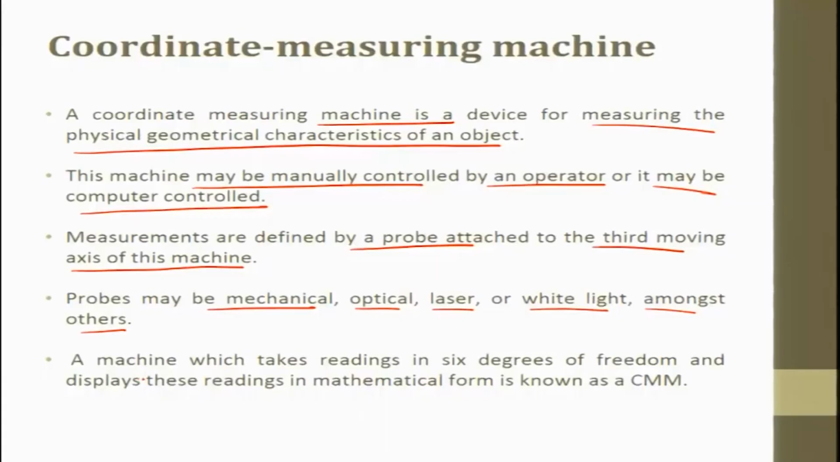The machine which takes readings in 6 degrees of freedom and displays these readings in mathematical form is known as a coordinate measuring machine. The 6 degrees of freedom means all the dimensions are taken into account. In mathematical form, the readings can be obtained like the distance between 2 objects and the shape of the object. If it is a free form, it will create a free form.